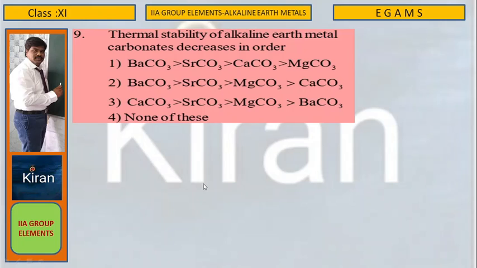Thermal stability of alkaline earth metal carbonates decreases in the order. Again one more question on metal carbonates. Here we are discussing which is more stable and which is less stable. This thermal stability order is the first one. As atomic size gradually decreases, thermal stability decreases.